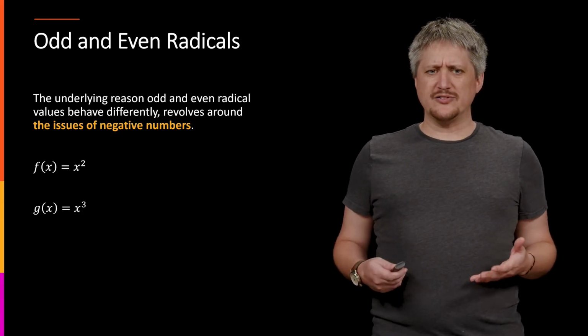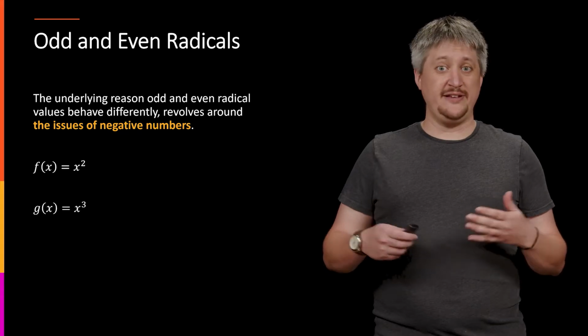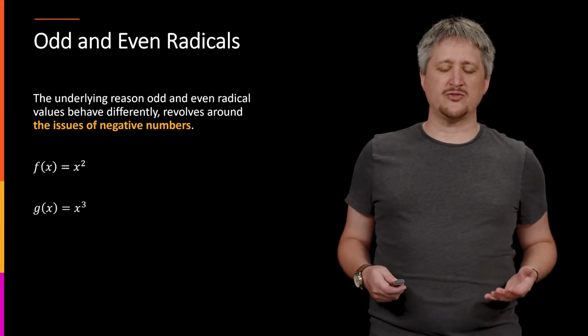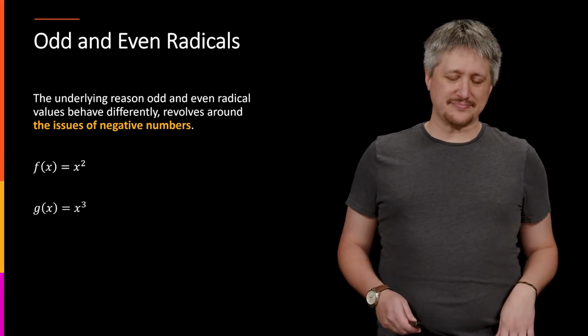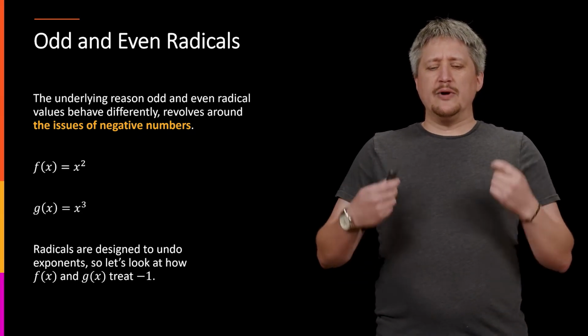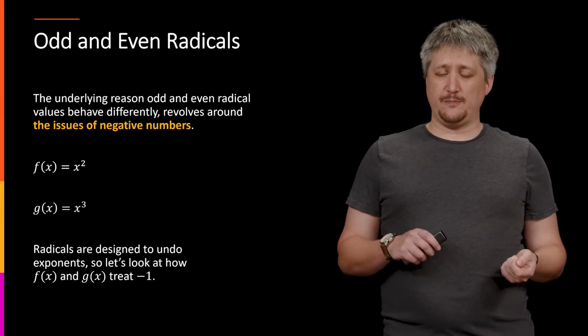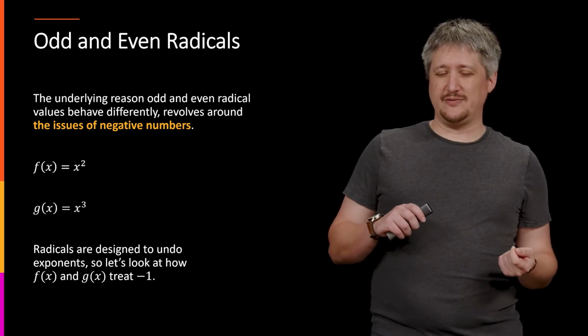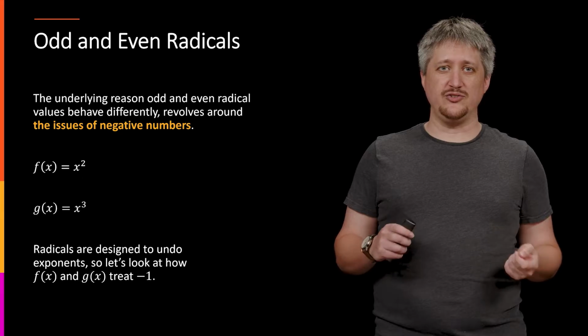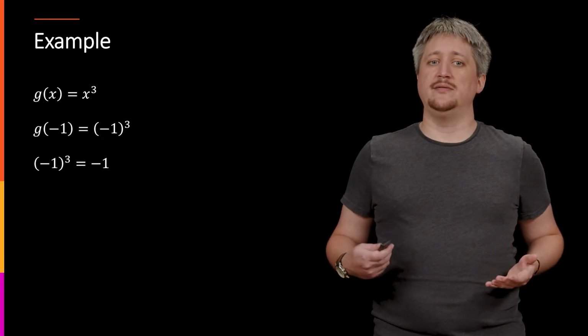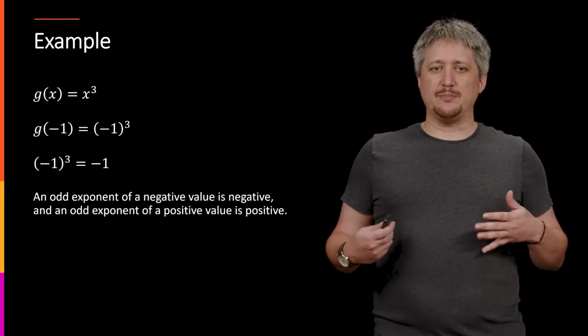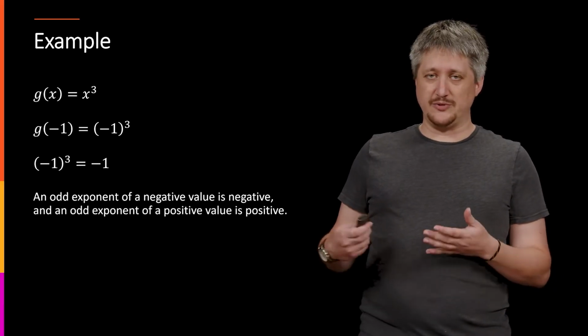So to explore that, let's look at two functions. Let's take a basic even, so x squared, and a basic odd that isn't trivial, so we're going to look at x cubed. Radicals are designed to undo exponents, but let's look at what happens in the forward direction first, meaning let's see how f and g treat -1. If I look at g of x, g of x is x cubed. So if I want to evaluate -1, I plug in -1 cubed, that's -1, right? And obviously, if I plugged in +1 cubed, that is also +1.